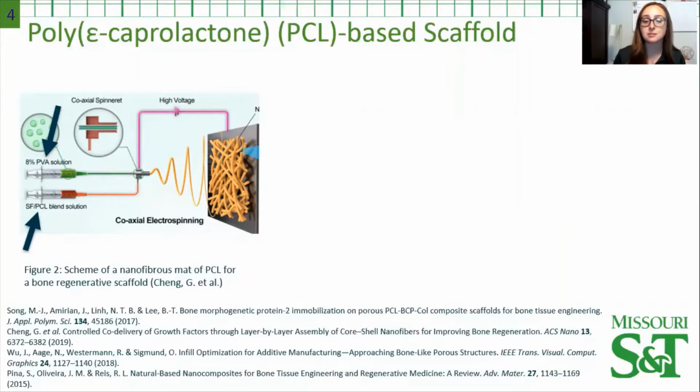PCL is highly utilized in bone regeneration because it's readily available, biocompatible, and has a long biodegradability time in the body. Silk fibroin, or SF, a biopolymer, can be blended with PCL to tune degradation time. PVA can be used as a core of the architecture due to its biocompatibility, availability, mechanical stability, and flexibility. It's chemically stable and commonly used in electrospinning, and it was also able to encapsulate a protein in studies.